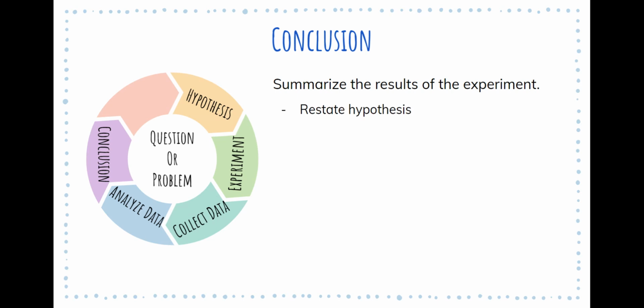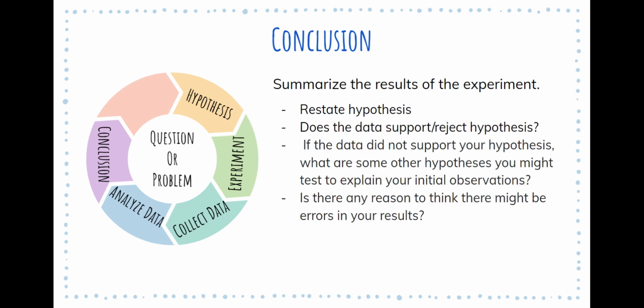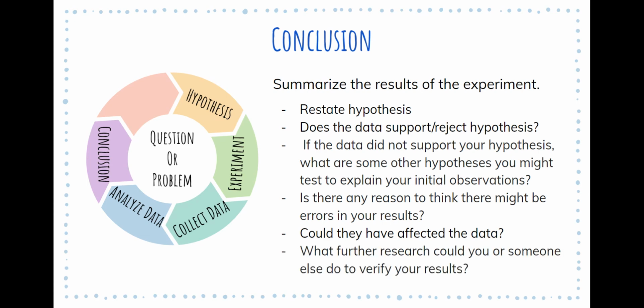Your conclusion summarizes the results of the experiment. These are the following things that you have to have in a conclusion if we're doing a formal conclusion versus a claim evidence reasoning. You should restate your hypothesis, tell the audience if the data supports or rejects the hypothesis. If the data doesn't support it, then what are some other hypotheses you can test to explain your initial observations?